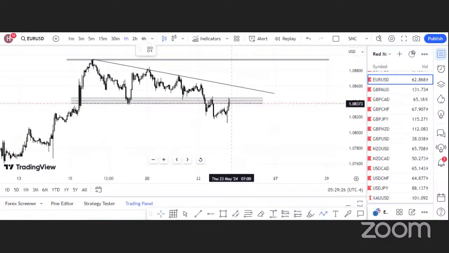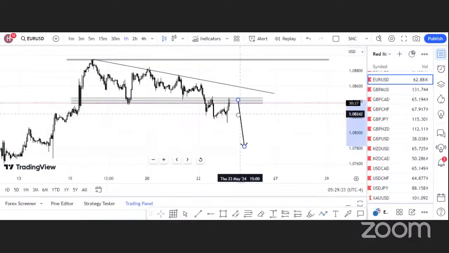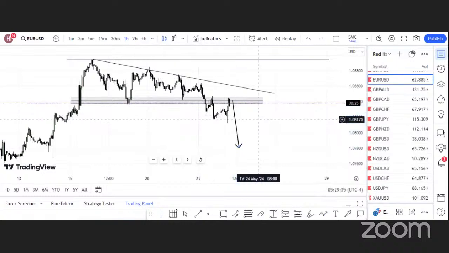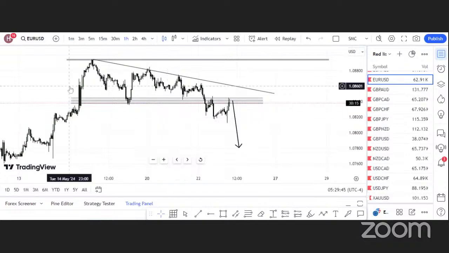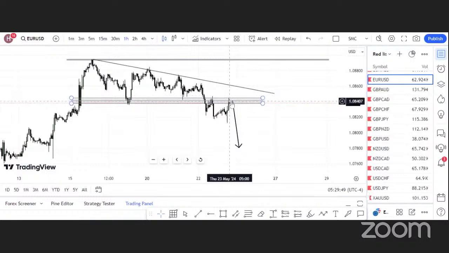So right now we have a good reversal level on Euro USD. Okay, so this is a trading session, and you can open a position on your demo account. Just go to Euro USD, open a sell position. You can set your stop loss here and your take profit here. Just make sure your stop loss is above this level.